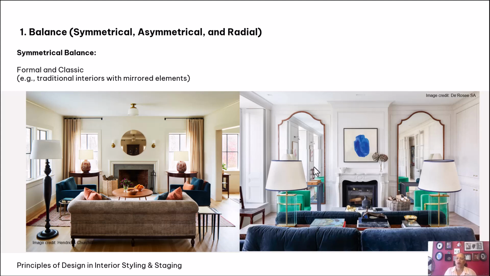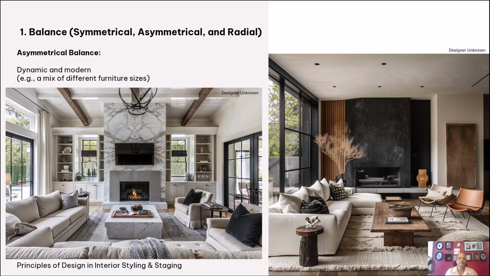When I look here, again, I see symmetry. I have the same mirrors on each side, same chairs, same lamps, sofa, etc. So symmetrical means that if I have a line down the center and I fold it, it's for the most part exactly the same on each side. Whereas asymmetrical balance means that if I folded it, just like I did in that example of symmetry, they would be different on each side.